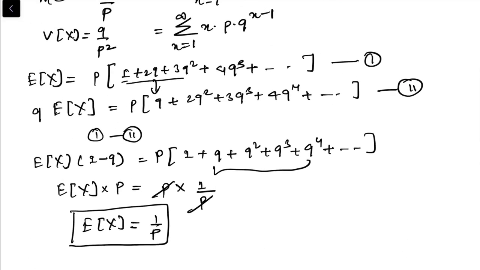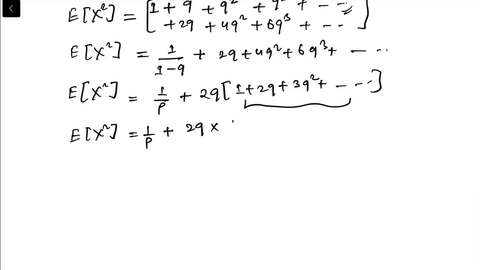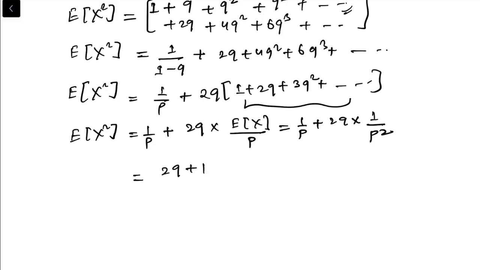Okay, so this is the same, right? 1 plus 2q plus 3q square, and this is nothing but expectation divided by p. So we can write expectation of x divided by p, and this is 1 over p plus 2q times expectation of x, which is 1 over p, so this becomes 1 over p square. So this is 2q plus p divided by p square.